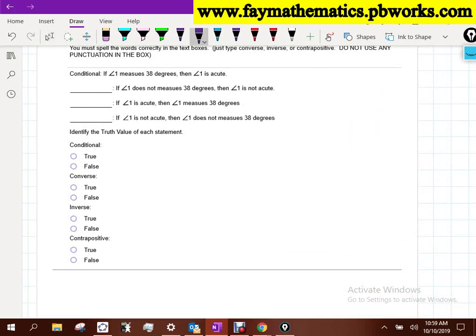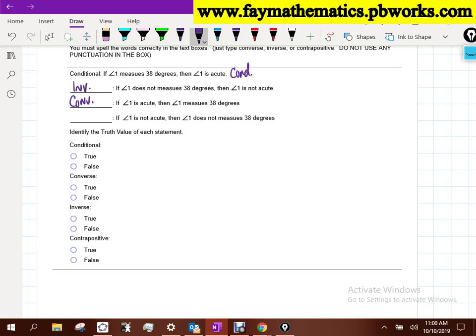So it says if this is a conditional, if A does not measure 38 degrees, then A is not acute. So that's the inverse when we negate both parts. If A is acute, then if angle 1 is acute, then angle 1 measures 38 degrees. That is the converse. That's the flip-flop of the if and then.